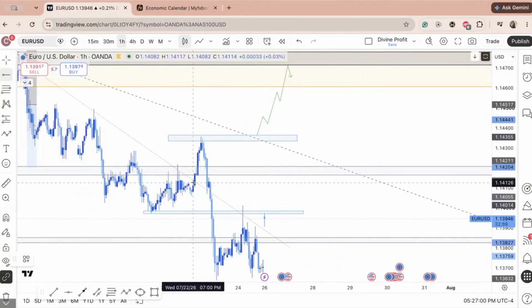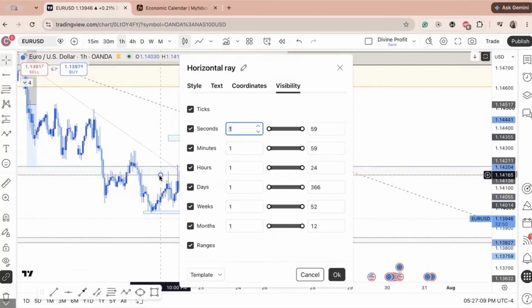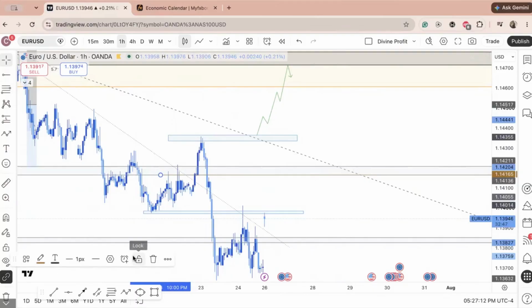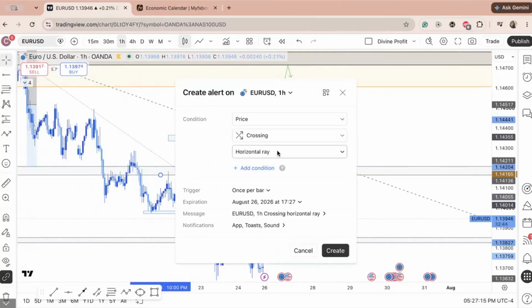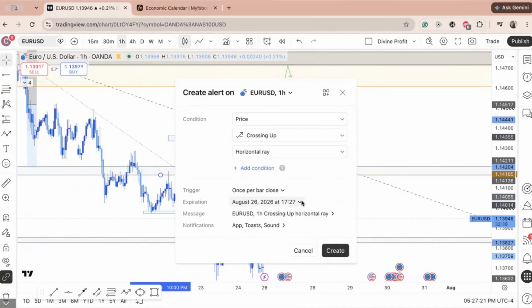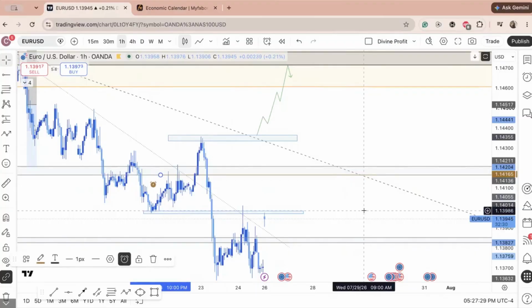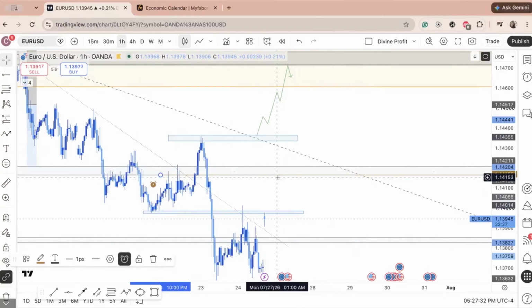I can also set alerts. It's usually better if you use a horizontal ray or even a horizontal line, because then I can add an alert to crossing up, and I can set it for per bar close. So I know when price is crossing this area and when it actually closes above that area. That's helpful too, so I don't get notified too early, because price could come here and just form a wick and move down. So maybe I just want to know when price actually closes above that level. That's one way to set your alerts too.